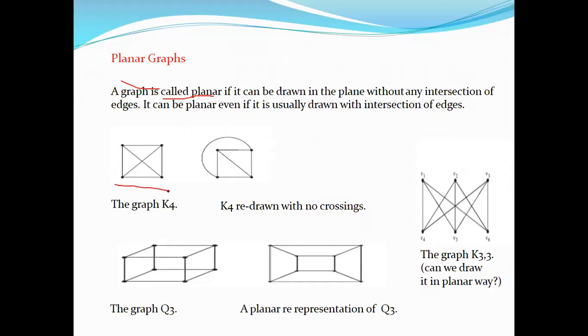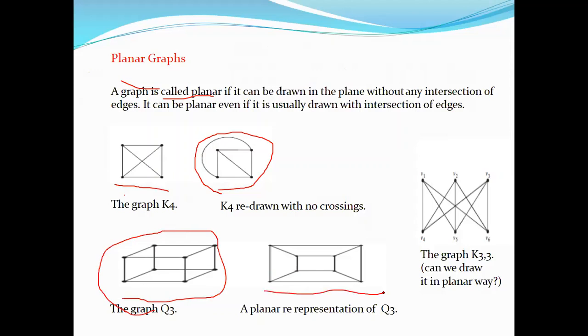Like this graph is K4. I think you know what K4 is. K4 is a complete graph with 4 vertices where every vertex is connected with the other vertices. If we redraw this K4, we can redraw this graph in this manner, and this construction is without any crossover of edges. So we can claim, yes, K4 is a planar graph. Same is the case with Q3. This Q3 graph can also be drawn in this way, and there is no crossing of edges. That's why it is also called a planar graph.